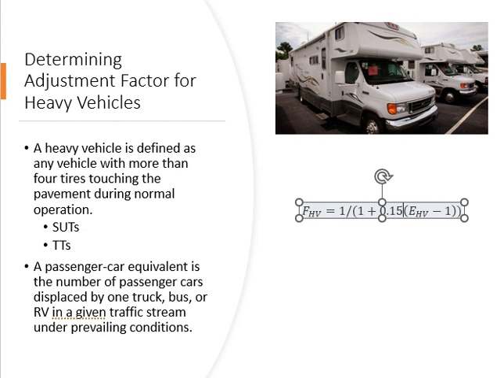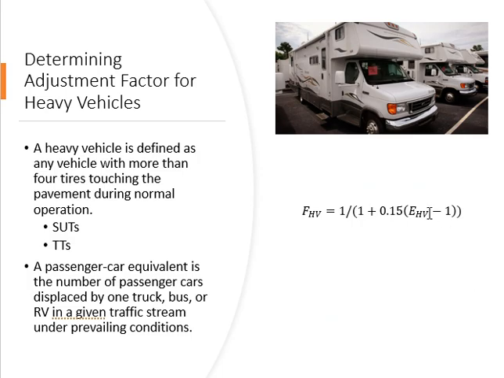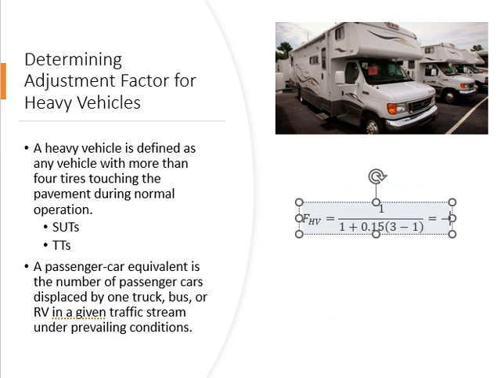Then EHV depends upon terrain. My terrain is rolling. So I'll go there. For rolling terrain, the value of EHV is 3. I'll come back. 3.